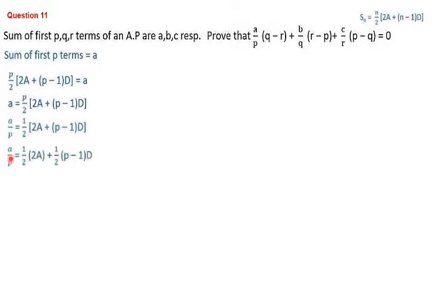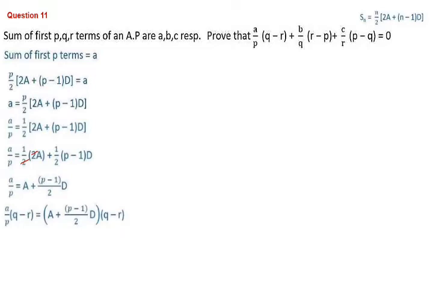Then a by p is equal to 1 by 2 into 2A, that means removing the bracket: 1 by 2 into 2A plus 1 by 2 into (p minus 1) into D. So a by p is equal to, here 2 and 2 cancel, and only A is the balance. A plus (p minus 1) into D by 2, just a rearrangement, that's all.